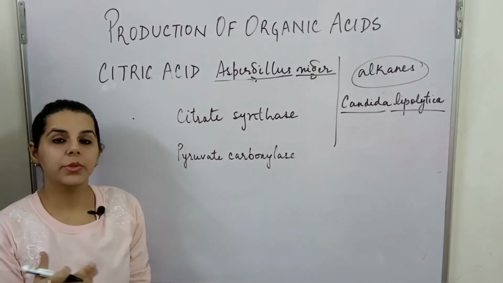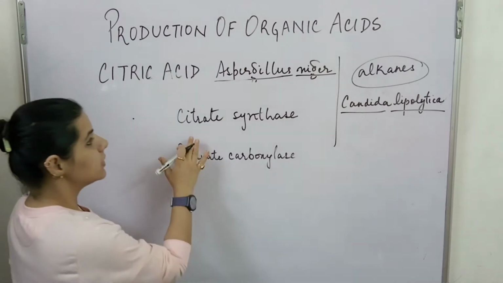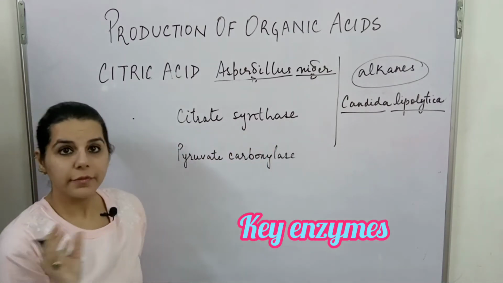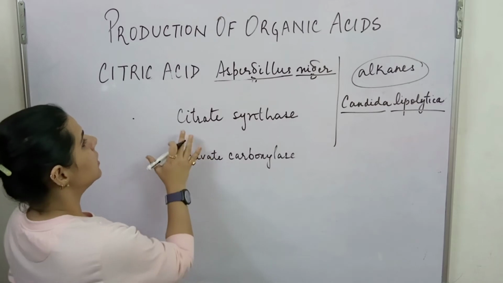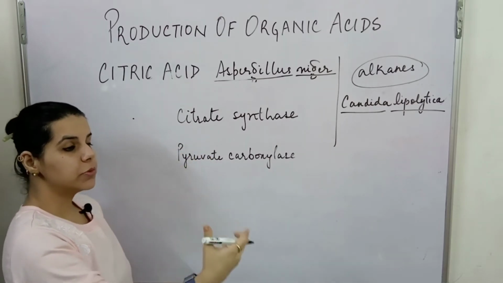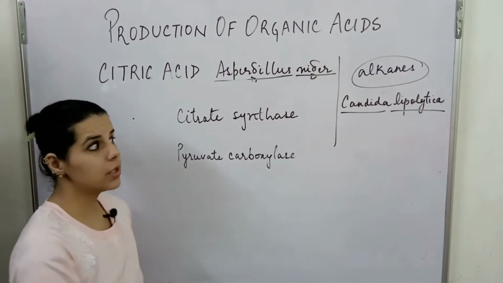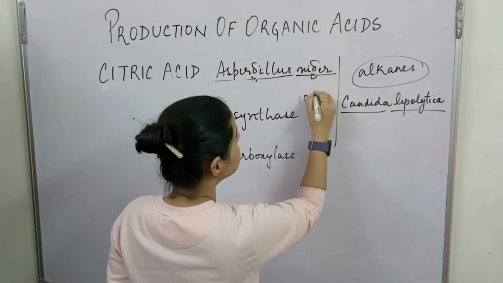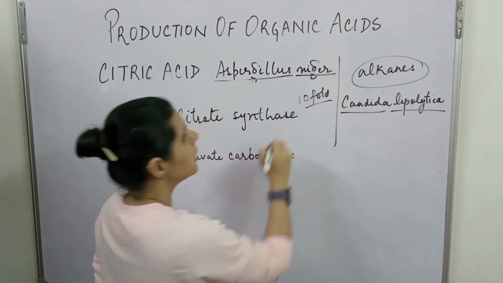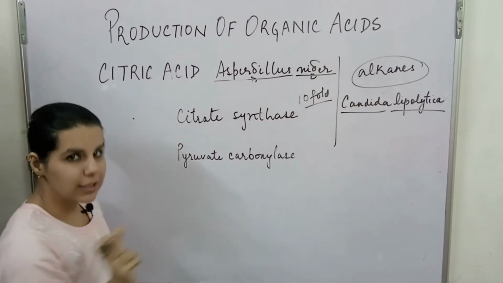Now, if we talk about the enzymes in the production of citric acid, citrate synthase is a very important enzyme, right? When there is production of citric acid, the activity of citrate synthase increases almost 10-fold. Why? Because this is one of the key enzymes.